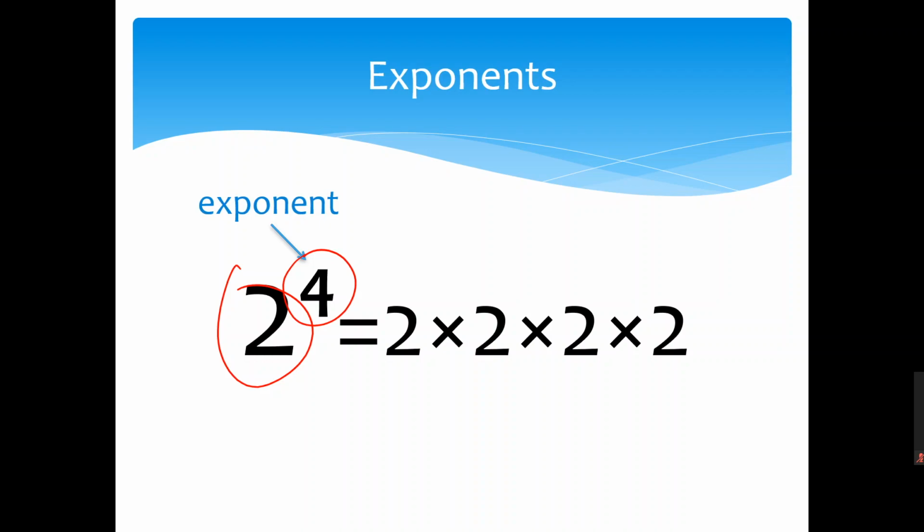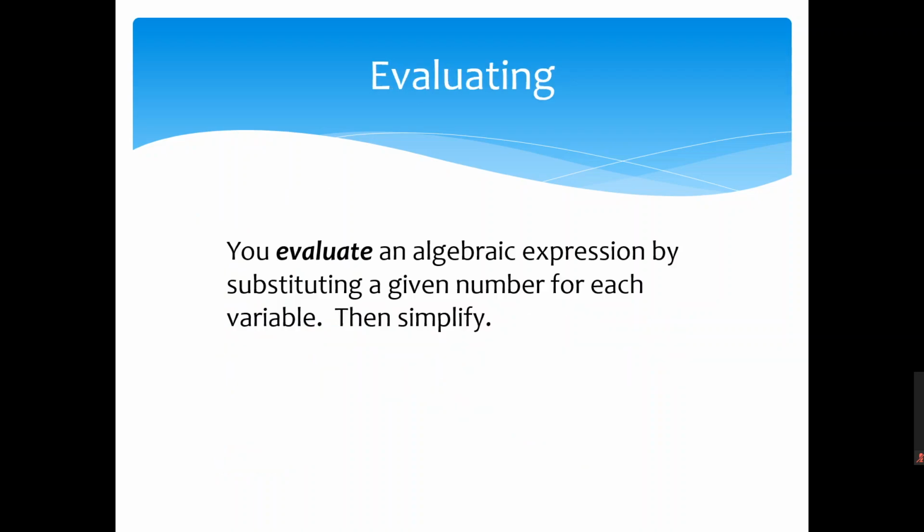Exponents means this number times itself this many times. The little number up top is called your exponent. The big number is your base. So in this case, we have 2 to the 4th, or 2 times itself 4 times. It's not 2 times 4. So this is 2 times 2 is 4, times 2 is 8, times 2 is 16. It is not 2 times 4. A lot of people make that mistake.